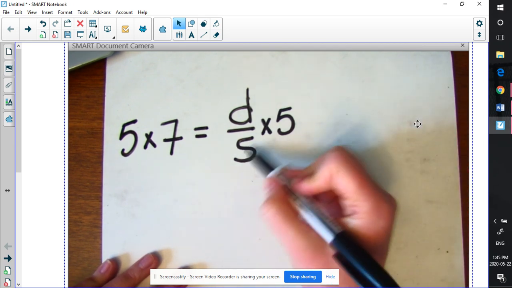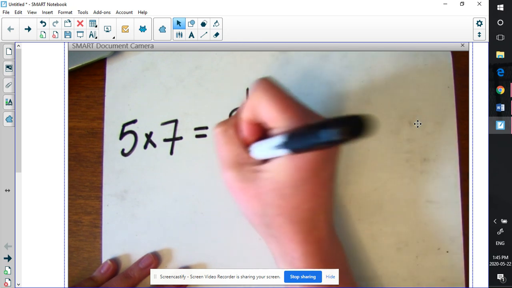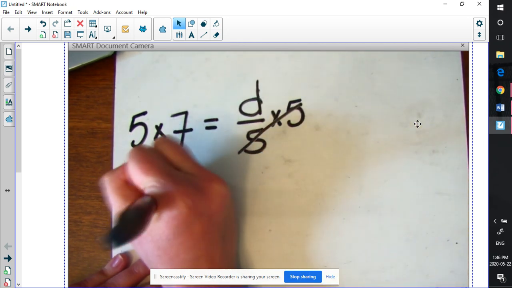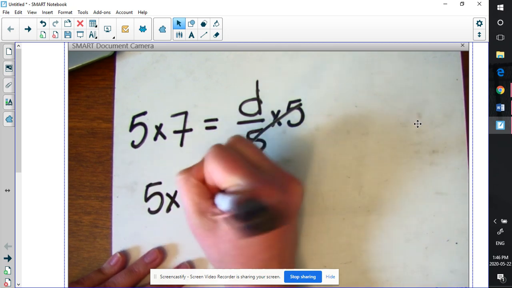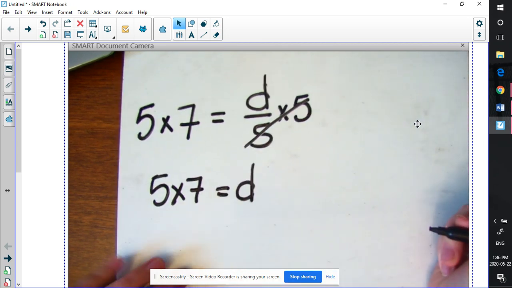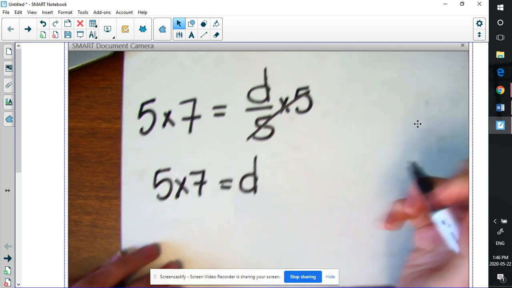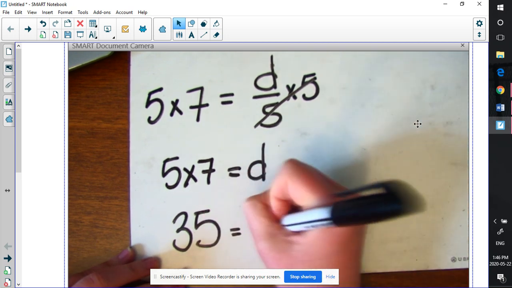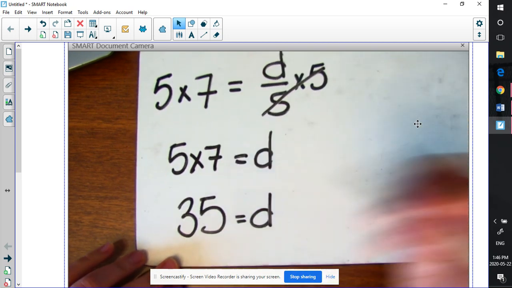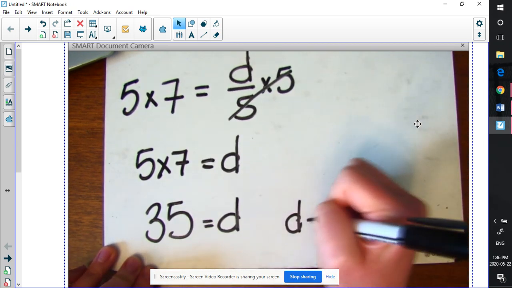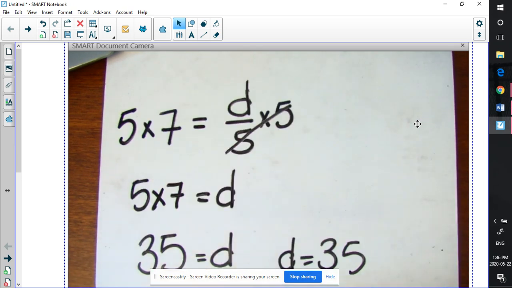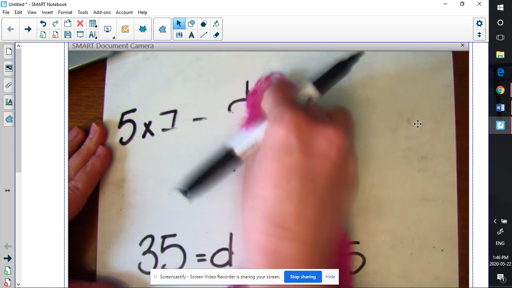Okay, then these 5's cancel out. And I have left 5 times 7 equals d. 5 times 7 is 35. So my answer is 35 equals d, or d equals 35. These are both correct.